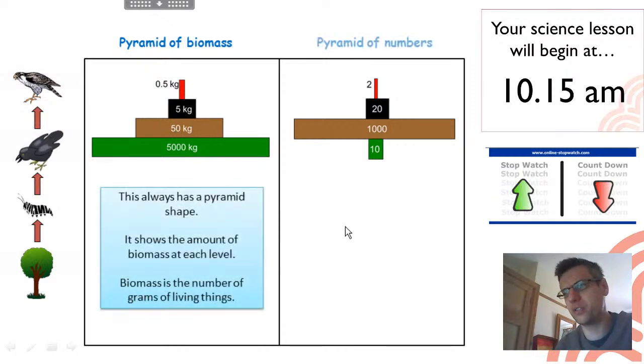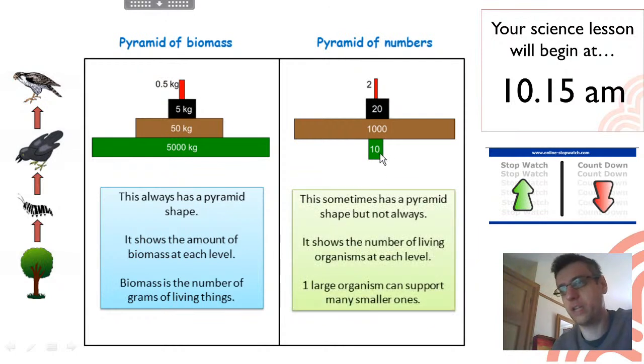A pyramid of numbers sometimes has a traditional pyramid shape, sometimes it doesn't. It all depends on the number of organisms at each level. If there's a small number of large organisms, you actually get a narrow part.